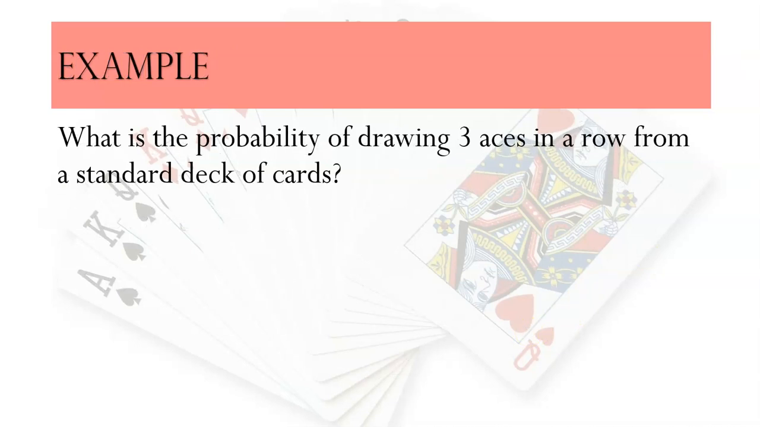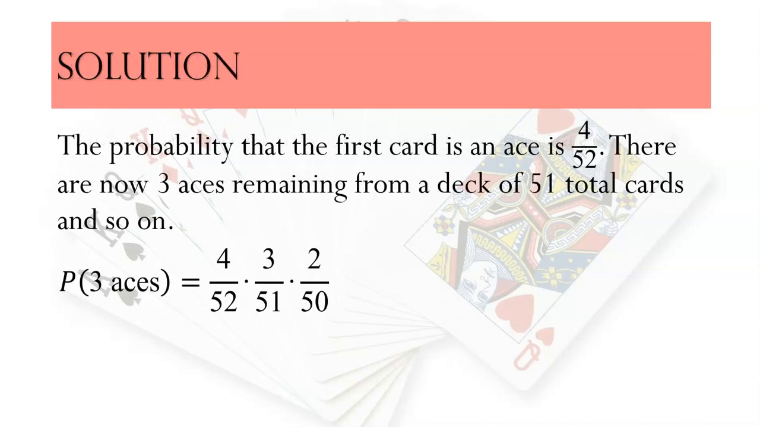Next says, what is the probability of drawing 3 aces in a row from a standard deck of cards? Here's another dependent situation, because once you draw one of the cards, now there will be less cards in the deck to choose from. So for the first card, I want to choose 3 aces. There's 4 aces in a deck total, and there's 52 cards altogether.